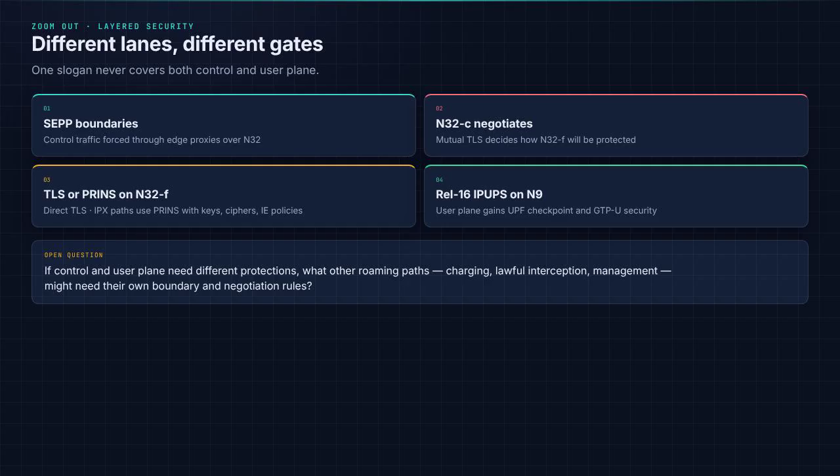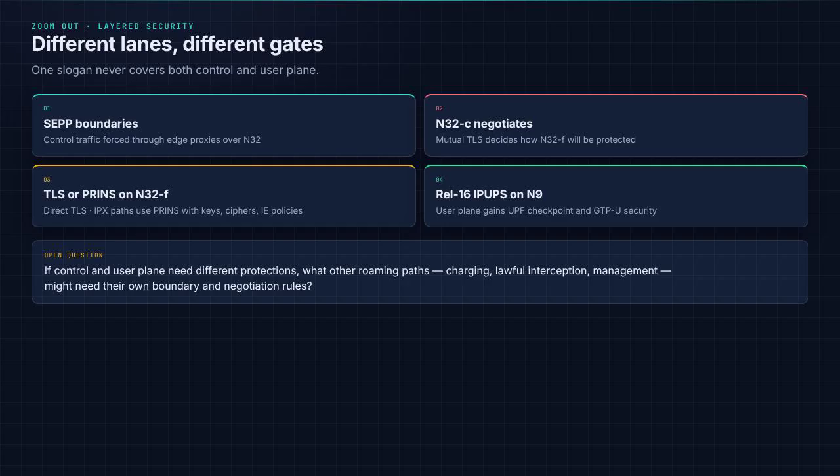The broader idea is layered security. Different traffic classes get different mechanisms and different enforcement points. Control signaling needs identity, capability negotiation, and element-aware protection when intermediaries are present. User data needs its own path controls at the UPF boundary. One slogan never covers both lanes.